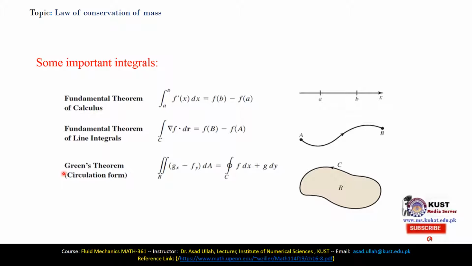Now, number three, this is Green's theorem, which is in the form of circulation. Green's theorem relates the area integral to the closed curve C integral. You can see that g of x shows that the function g is partially differentiated with respect to x, while f of y shows that the function f is partially differentiated with respect to y. And this is equal to the closed curve C integral of f dx plus g dy.